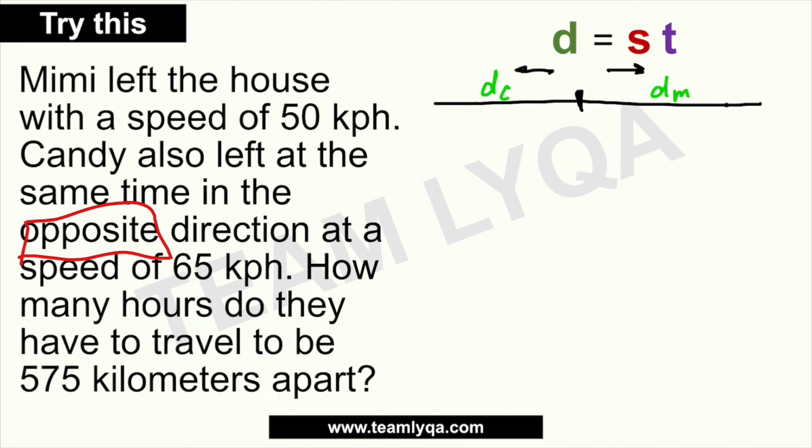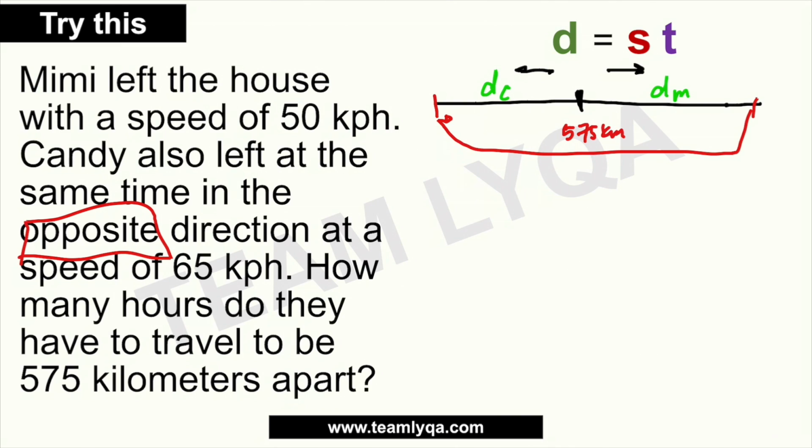Okay? Tapos ang sabi, after some time, magiging 575 kilometers apart daw sila. So, ibig sabihin, habang tumatakbo sila, darating ang oras, magiging ang total distance niyan would be 575 kilometers. So, yung ginagamit natin before, which is yung dalawang distance combined is equal to yung distance ng na total, will still be our formula for this problem.